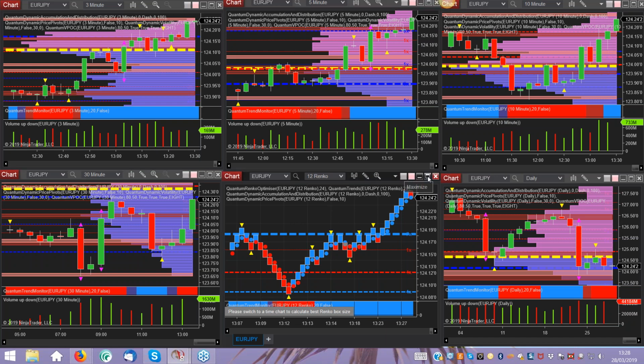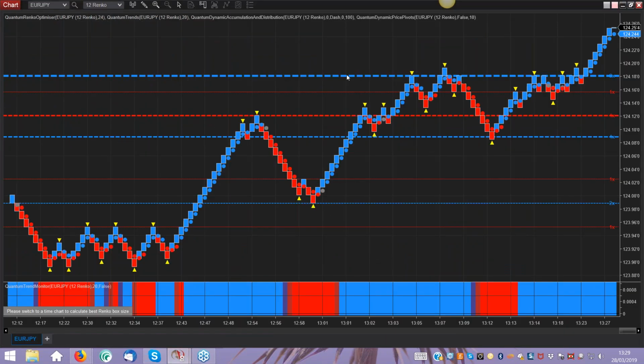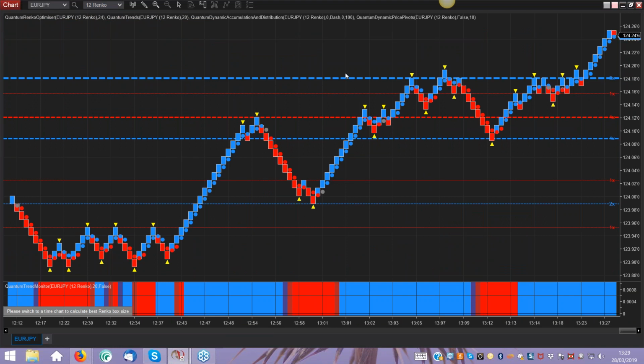Down on the Renko. Nice move on the Renko, and the Renko smooths the price action out. It really does. Works brilliantly with the trend dots. Also, the other indicators here you can see are attached as you would expect. We've got the trend monitor down the bottom, works in exactly the same way. The trend dots here work very close to the market.